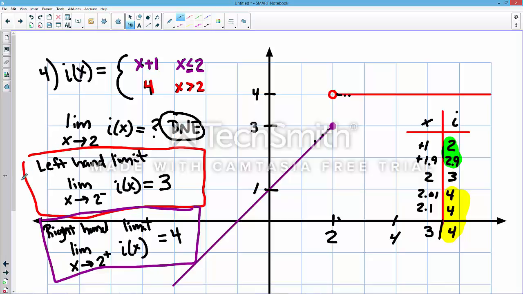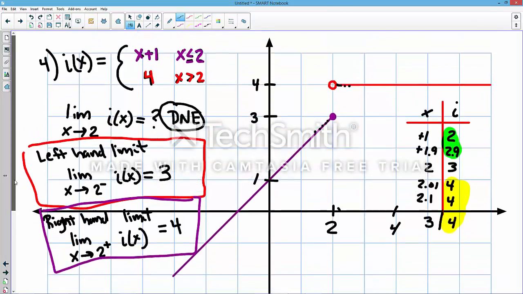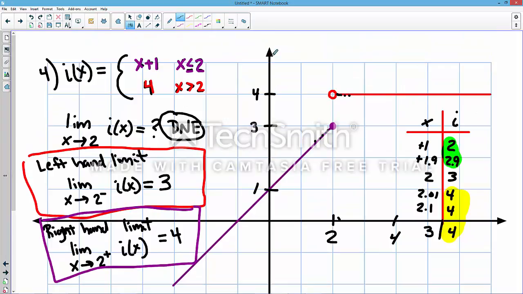Now, the one thing I want to make sure we don't get too confused about is that this function does have lots of real limits. So for example, what is the limit of I of x as x approaches 4 equal to?